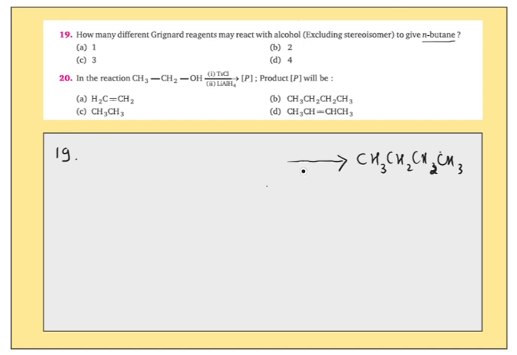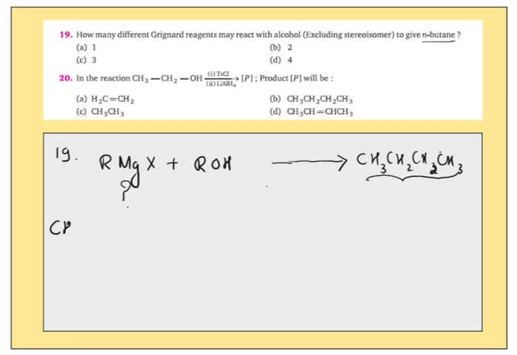This is the product. Now, what are the reactants? The reactants are Grignard reagent. How do we write the Grignard reagent? We usually represent it as RMgX, and it reacts with alcohol. It means it can be methanol, ethanol, propanol, whatever is the alcohol. So this is the product. So the question is, how many such Grignard reagents can you use so that you will get n-butane?